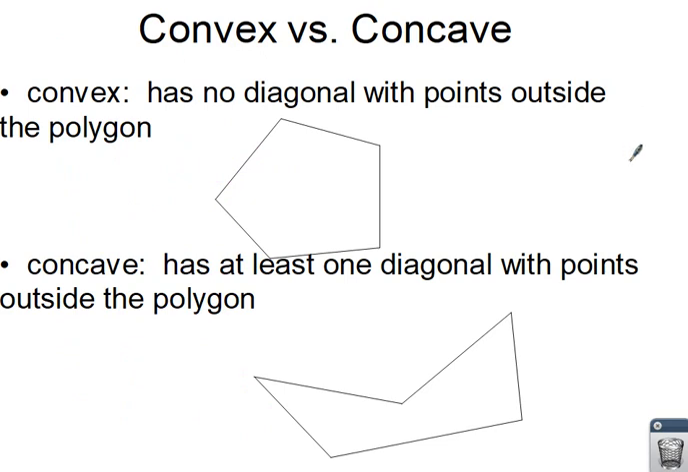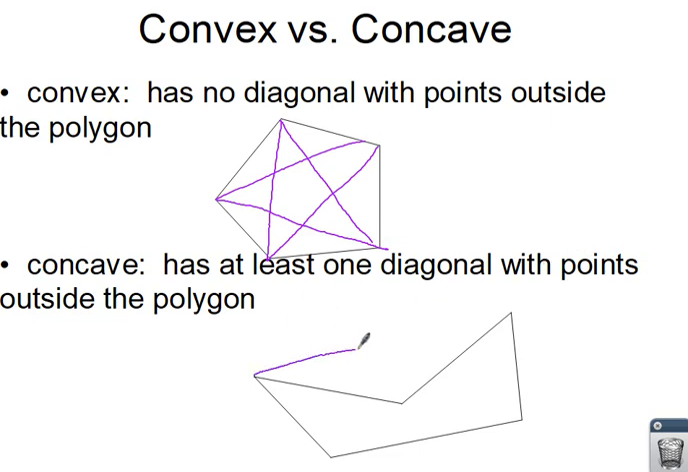Alright, convex versus concave. This is kind of a science term. You'll hear this in science a little bit with mirrors and whatnot. So a convex polygon has no diagonal with points outside the polygon. So if you start drawing diagonals, all of them are inside the shape. Okay? All diagonals are inside the shape. But if it's concave, there will be at least one diagonal that is outside the shape. So picture concave as it's caved in on one side, and convex has no cave-ins.